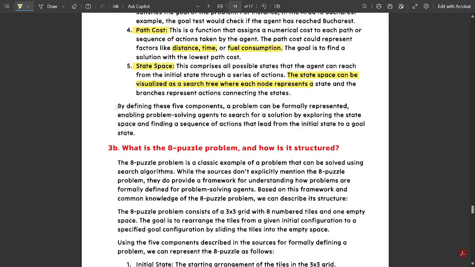By defining these five components, a problem can be formally represented. The particular problem I mentioned here is traveling from Arad to Bucharest. What are the key considerations you should be taking? I've discussed it. This enables problem solving agents to search for a solution by exploring the state space and finding a sequence of actions that lead from the initial state to the goal state.